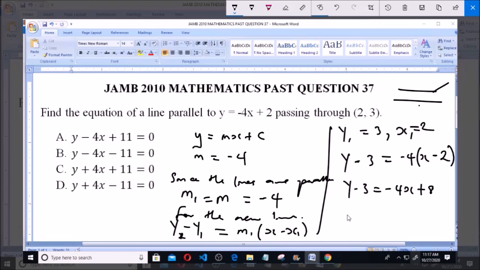Now bringing all this to the left hand side, we'll have y plus 4x, then minus 3 minus 8 is equals to 0. So y plus 4x minus 11 is equals to 0. Now this is the equation of the second line, which is parallel to the first one. And so therefore option D is the correct answer to this question. Option D, y plus 4x minus 11 is equal to 0.